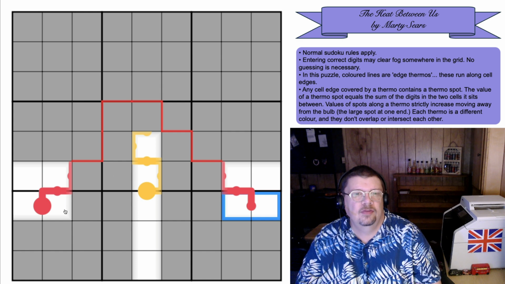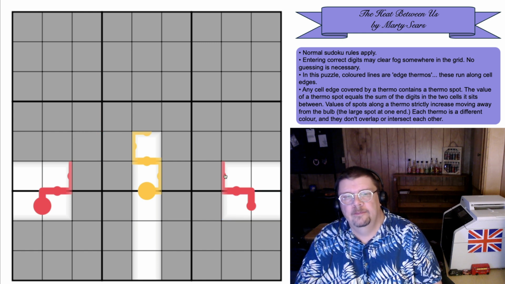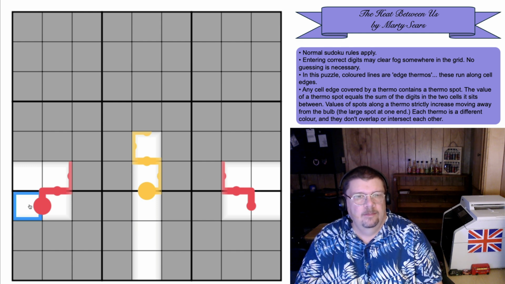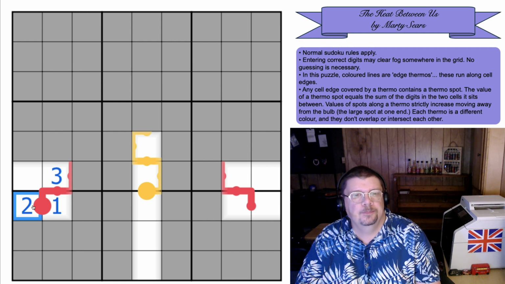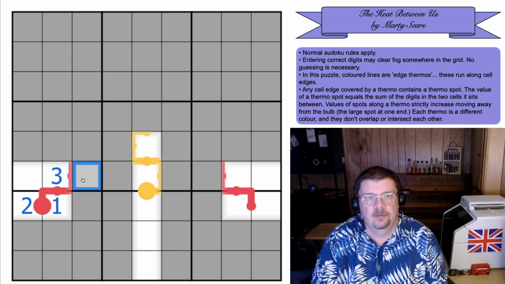So overall, this edge thermo is all the possible values on its thermo spots. So I am going to remove the line drawing, and because I don't know exactly how it goes, but that must be a 1-2 to make 3. This spot must have a value of 4. Only way to make 4 is with a 3 and a 1. So that has to be the 3. That's the 1. Place a 2 there. This spot has a value of 5, so that must be a 2.